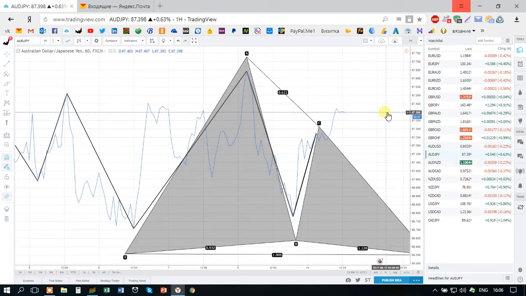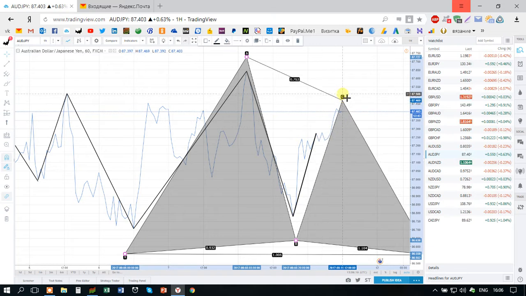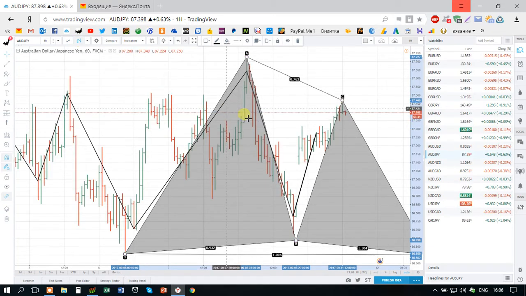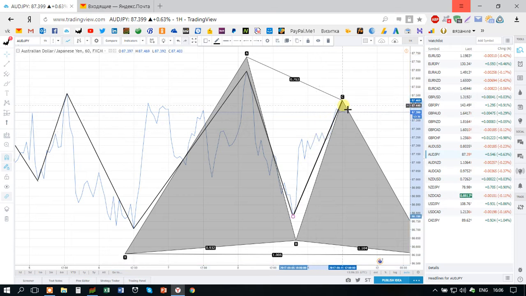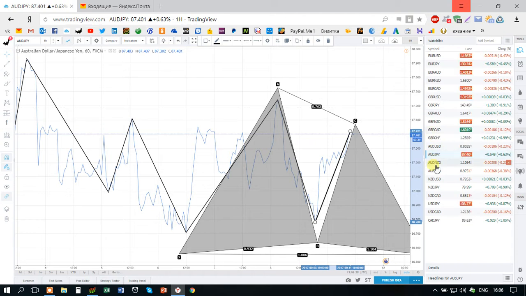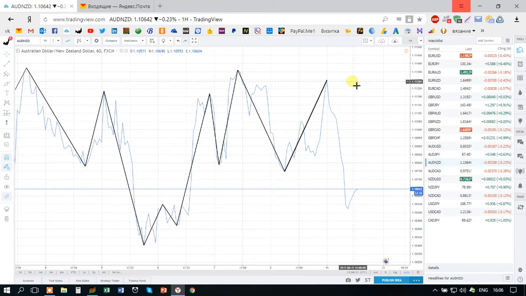Aussie yen, it is still valid, I suppose. The swing continues to the upside. The pattern is still valid until the C point violates the A, so let it stay.